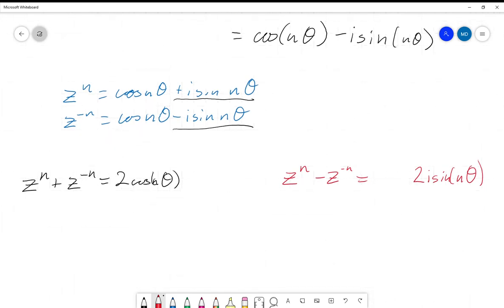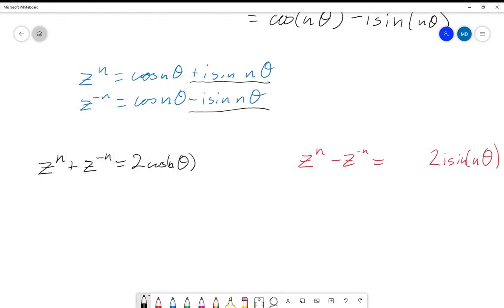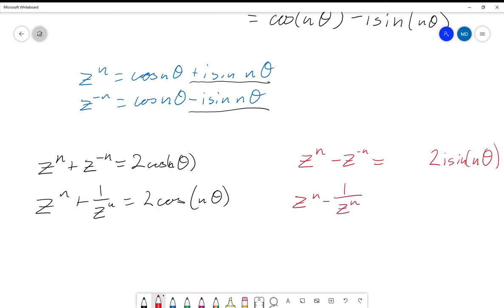And very often we write it without the negative on the power. So z to the n plus 1 over z to the n is equal to 2 cosine of n theta, and z to the n minus 1 over z to the n is equal to 2i sine of n theta.